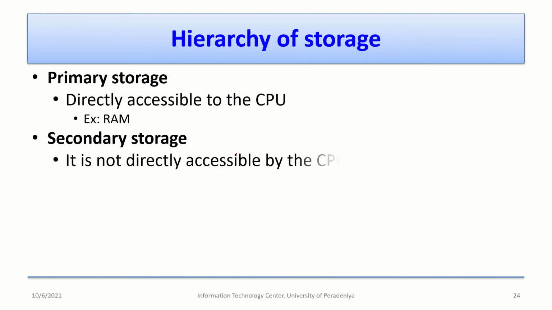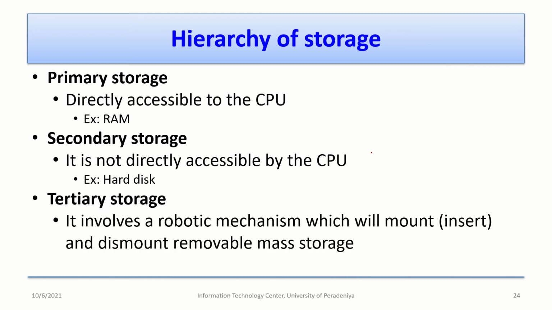Secondary storage means those that are not directly accessible by the CPU or the processing unit. For example, hard disk. And then thirdly, tertiary storage. Tertiary means it involves a robotic mechanism to mount and dismount removable mass storage. For example, our flash drive, the pen drive. They are plug and play devices, so we can mount as you wish, and if it is not used, we can dismount it.